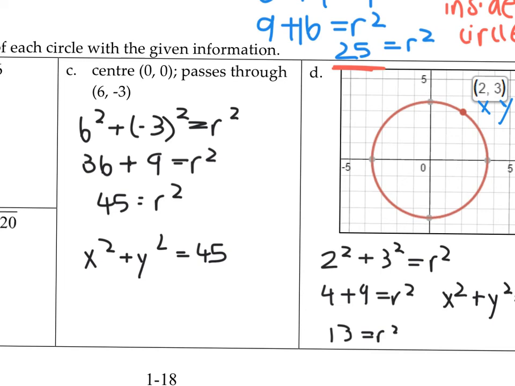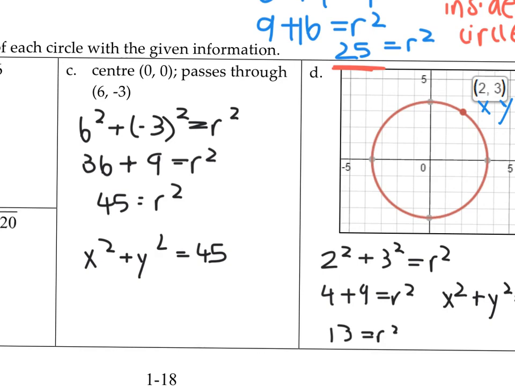Okay, for C, our point is 6, negative 3, so I do 6 squared plus negative 3 squared equals r squared. Just replace the x and y, and I get 36 plus 9, which is 45. So my radius squared is 45, so my final equation is x squared plus y squared equals 45.